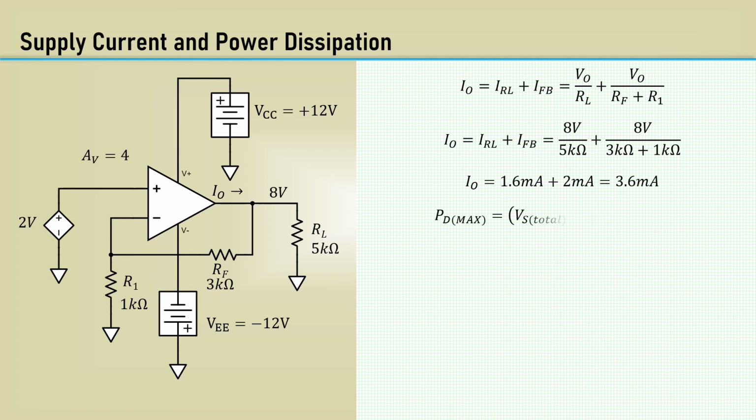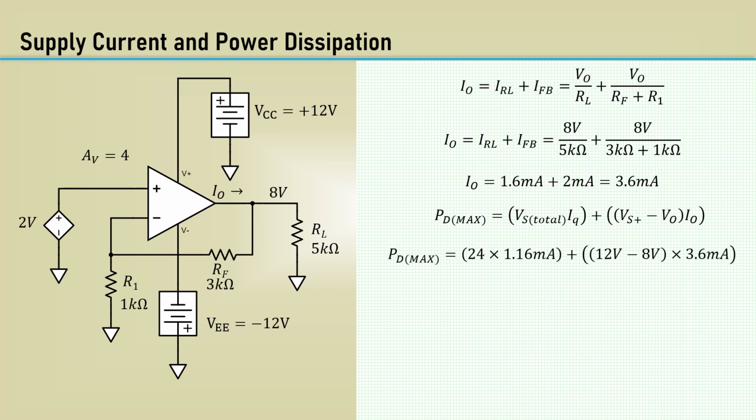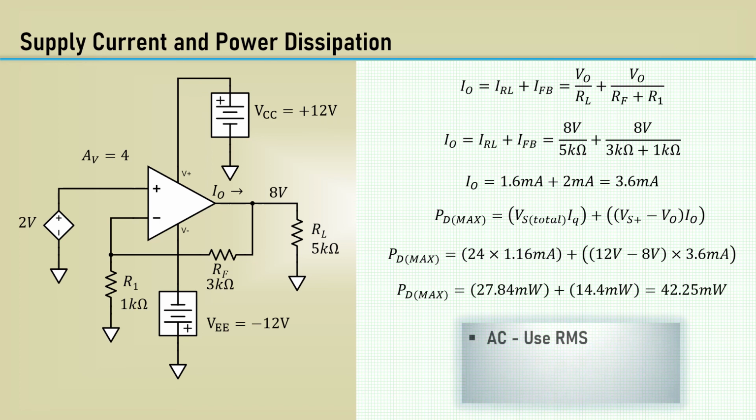The power dissipation of the op-amp is the total supply voltage times the quiescent current plus the voltage between the plus supply and the load times the output current. In this case, we have a total dissipation of 42.25 milliwatts. For AC signals, use the RMS value. If the input amplitude is indeterminate, use the worst case dissipation, which is the power supply voltage divided by 4, which follows the maximum power transfer theorem.